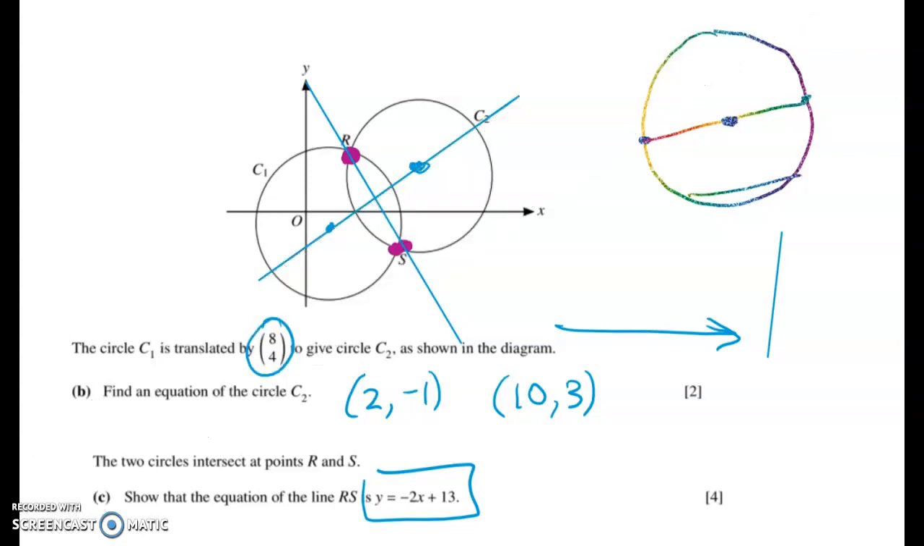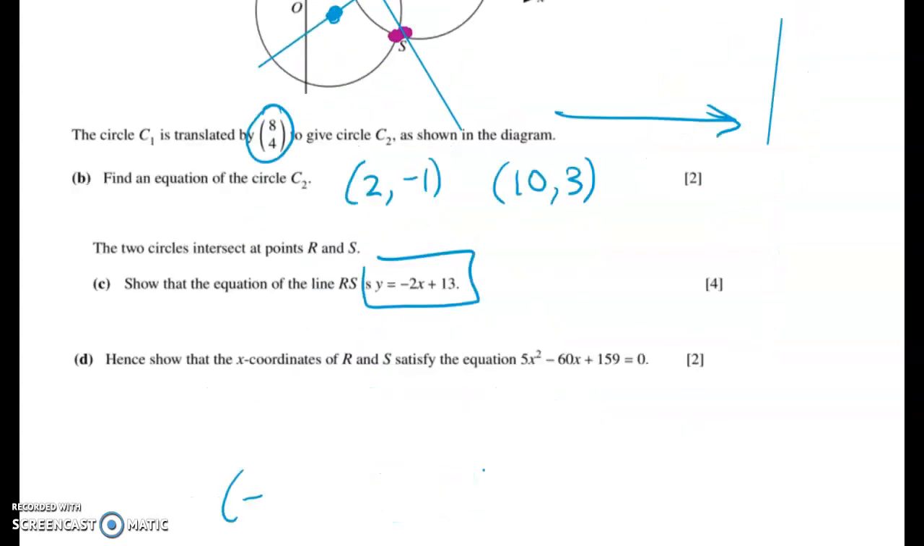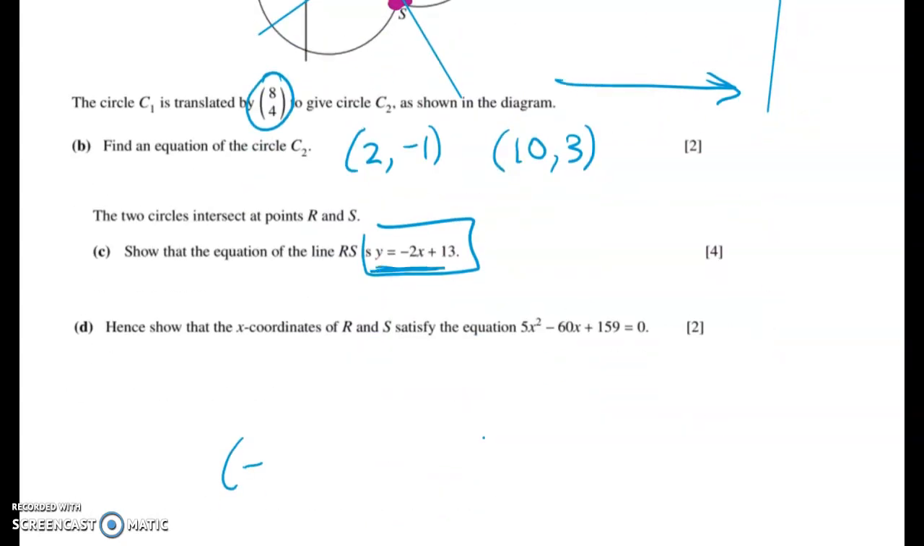So we've got this point here and we've got this point here, and RS is the perpendicular bisector of the line from here to here. I've done it that way in the worked solutions. I'm not going to work through it now. It'll get you to the same point. So then the last thing that we have to do, we've found this, so now we have to show that the x coordinates of R and S satisfy this equation.